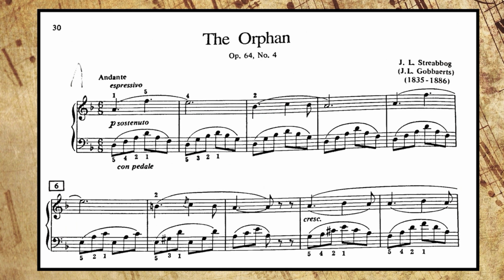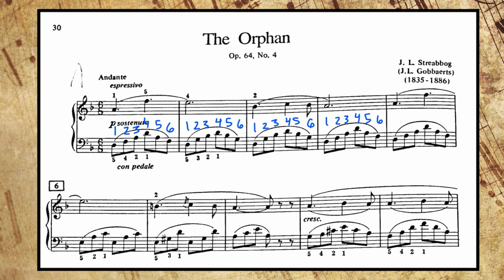Here's an example in 6/8 time, The Orphan. This one has a very basic 6/8 time rhythm here. The left hand just continues in 8th notes, and the right hand has dotted quarter notes and a dotted half note. So here's what that would look like.